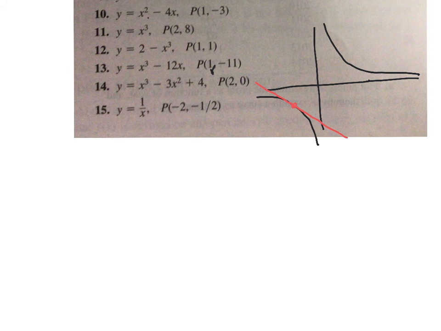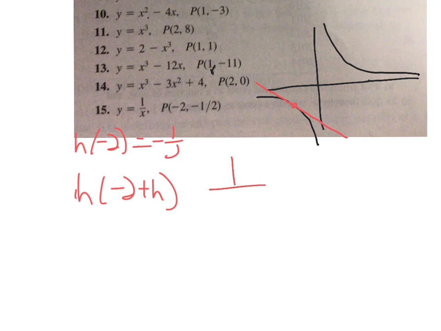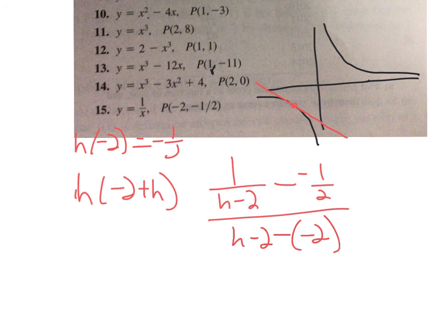So again, what's h of negative 2? Well, we know h of negative 2 is negative 1/2. But I wanted to find out what's h of negative 2 plus a little bit. So that's going to be 1 over negative 2 plus h. I'm going to write it as h minus 2. That's y2 minus y1, so minus a negative y1, all over x2 minus x1. Maybe I better write this out. So x is negative 2. So h minus 2 minus negative 2. That turns to plus. Negative 2 plus 2 is 0, cancels out.